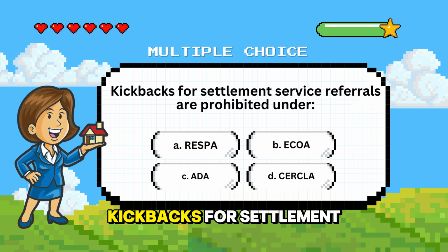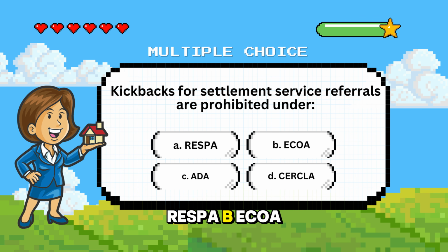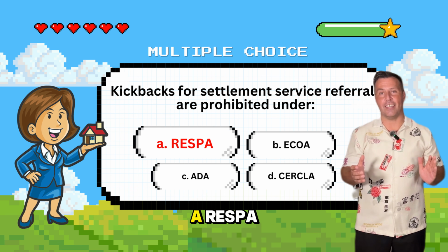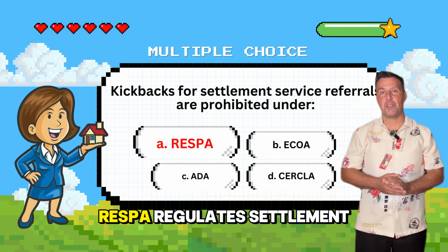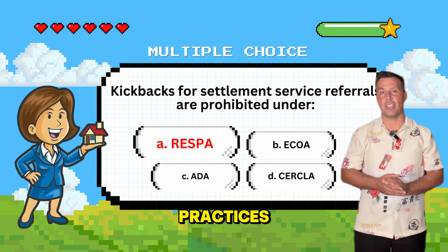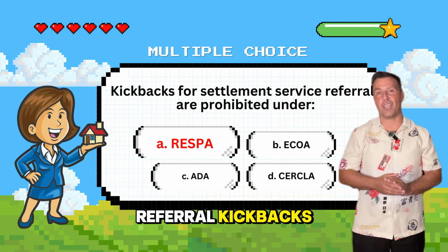Question 34. Kickbacks for settlement service referrals are prohibited under A. RESPA, B. ECOA, C. ADA, D. CERCLA. The answer is A. RESPA. RESPA regulates settlement practices and it prohibits referral kickbacks.